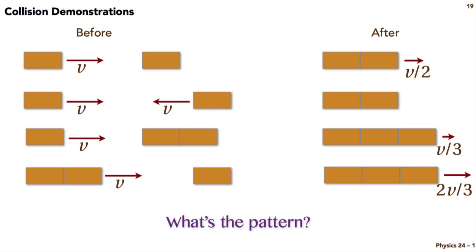This is the one I just allegedly did: one coming in, two at rest, and so the speed is a third of the initial speed. And of course, if we reverse that and we had two coming in on one, we would get 2/3. This is probably not a tough question.